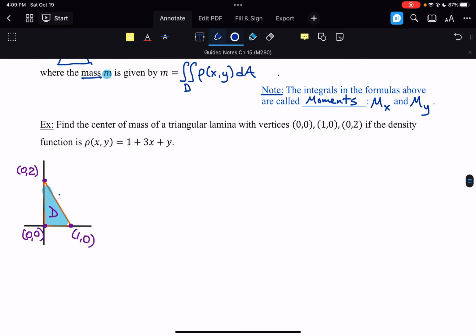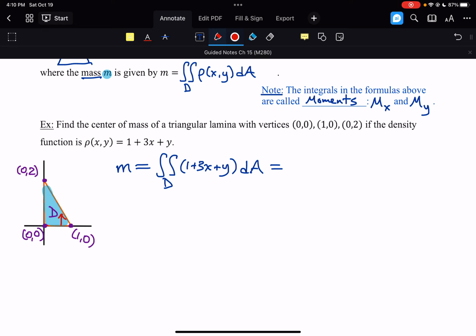As you can see, I have my diagram down here. So we're going to find the mass. That's going to be the double integral over D of the density function, so 1 plus 3x plus y dA. We need to figure out how to set up this double integral, whether we want to integrate vertically or horizontally. In this particular case, because these are all linear, there really is no one better way to do this. I'm just going to stick with vertical integration here.